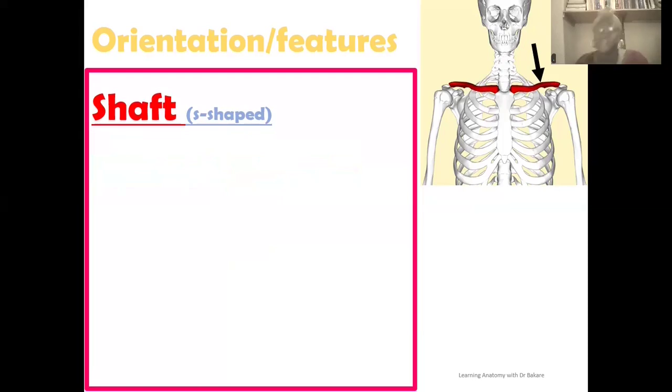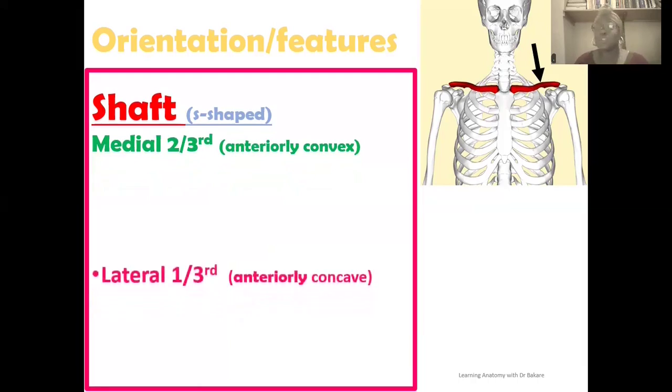This shaft can be divided into the medial 2/3, which is anteriorly convex, and also the lateral 1/3, which is anteriorly concave. We try to use this upper image here, and we try to create this alignment at this point that is demarcated here in dotted black. The medial region here, where this arrow is pointing, is the medial 2/3 of the shaft of the clavicle. And this region is anteriorly convex.